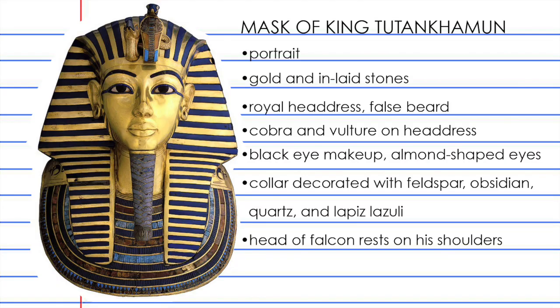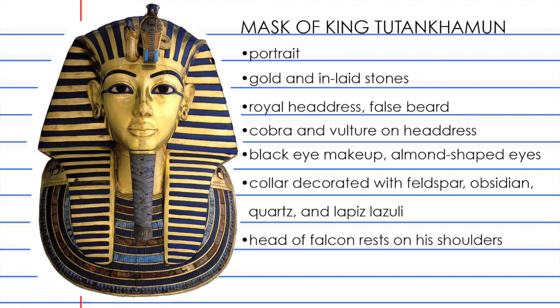Here we see the burial mask of King Tut. It is an actual portrait of King Tut. It is made of gold and is inlaid with stones. He's wearing his royal headdress and a false beard, which symbolizes being a god. The cobra, snake, and vulture, which sit atop of his headdress, are thought to protect him.